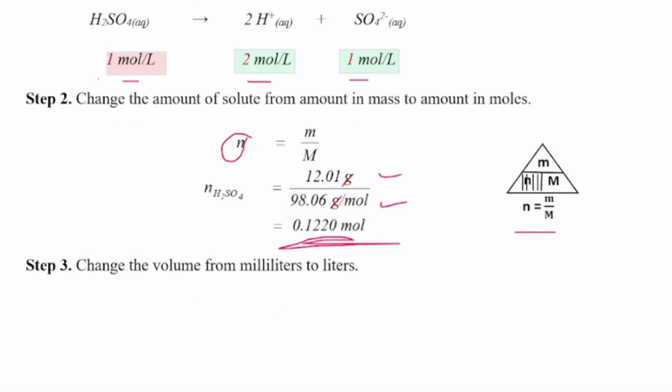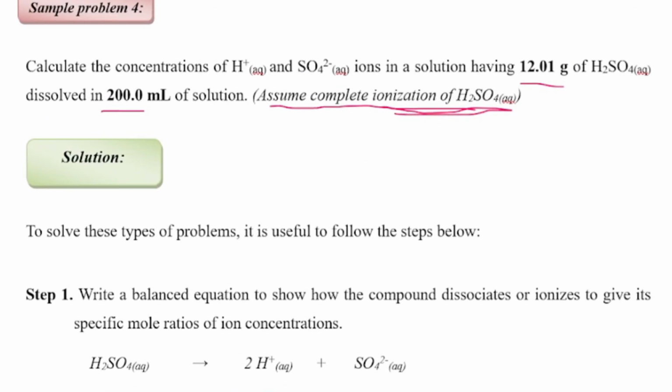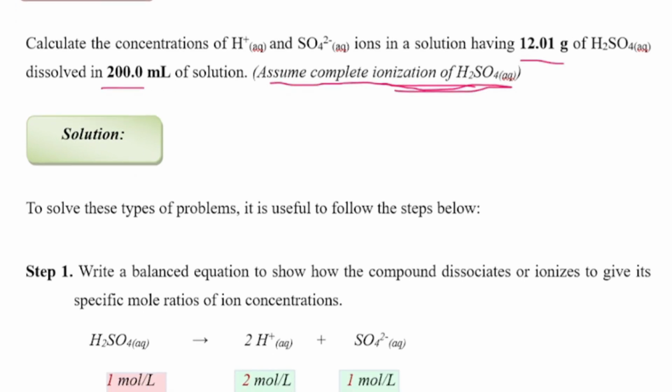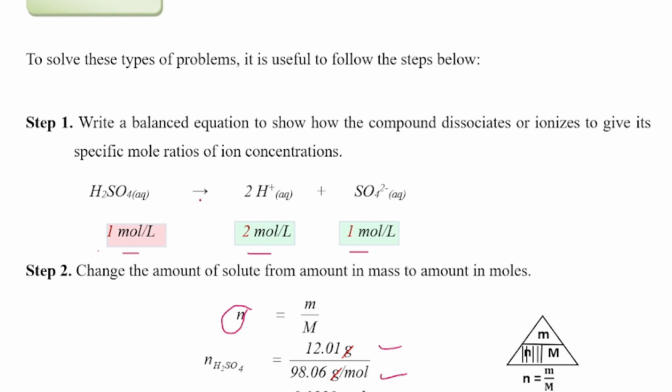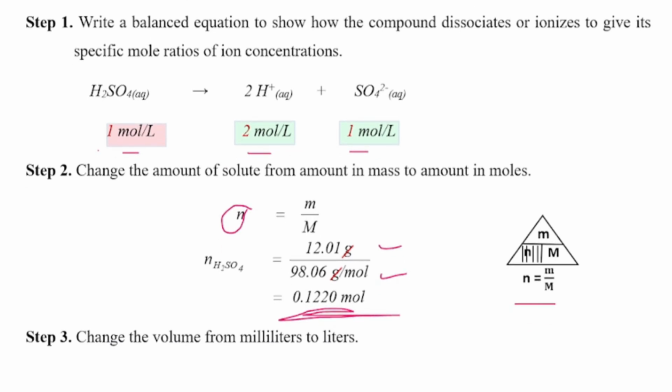So one more time. You're given a mass of the molecule that is being dissolved. In this case, sulfuric acid, that's the mass. And they're telling you the total volume of solution that you'll end up with. First thing you do is take your molecule and ionize it to show the specific mole ratios of ions, okay? Then you calculate its number of moles by dividing its mass by its molar mass. Then you calculate its concentration.